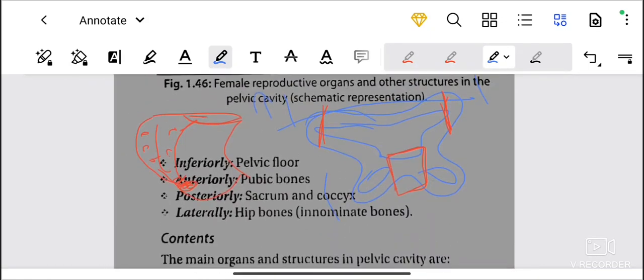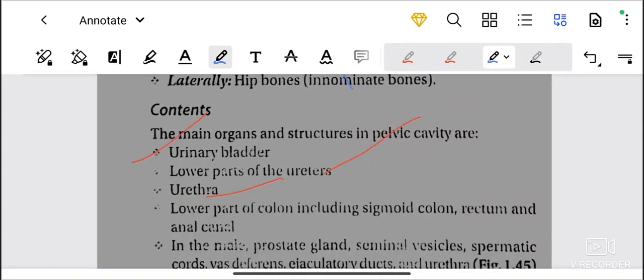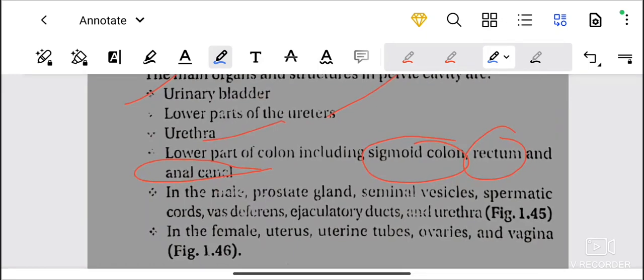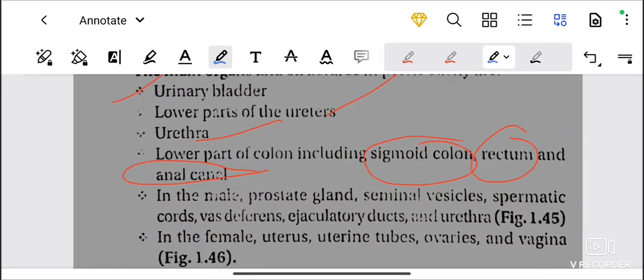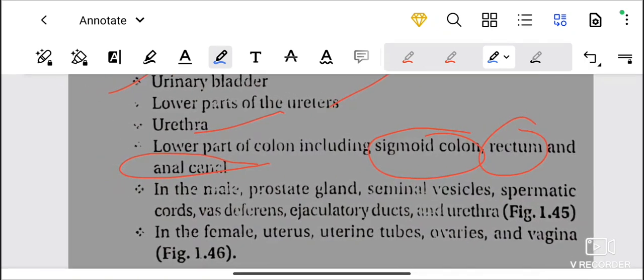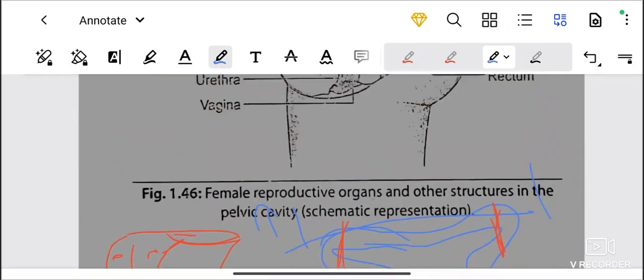The contents of the pelvic cavity: urinary bladder, lower parts of the ureters and urethra, and the lower part of the colon including the sigmoid colon and rectum, and the anal canal will be present. In the male, the prostate gland, seminal vesicles, spermatic cords, vas deferens, ejaculatory ducts and urethra will be present. So the male reproductive system will be present in the pelvic cavity, and in the female the uterus, uterine tubes, ovaries and vagina will be present. Here we have studied the cavities.